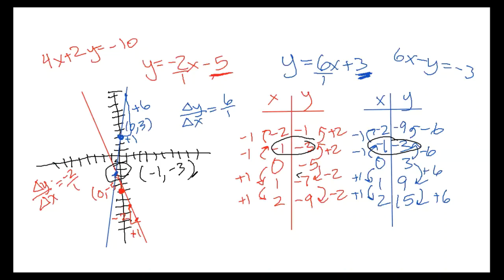So this is how you solve a system of equations. When you have two or more equations and are trying to find where they meet up, where they intersect, you can do it graphically and you can do it through a table. Any questions?